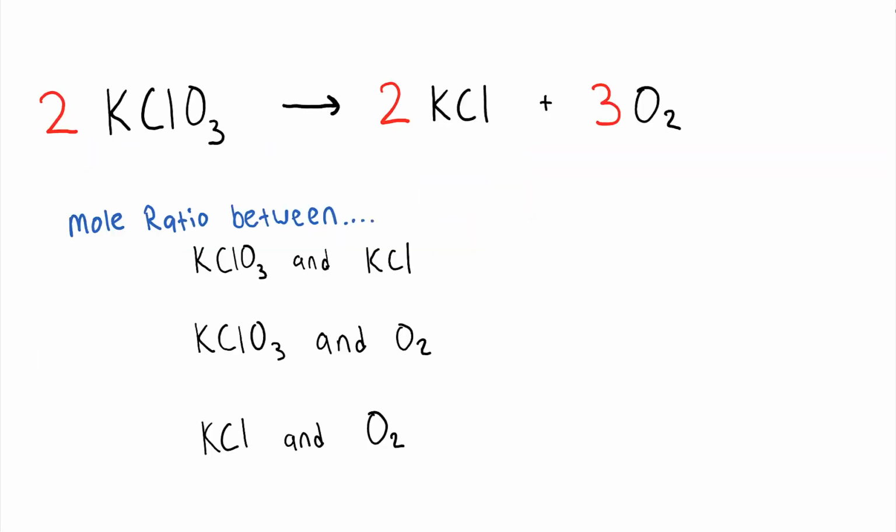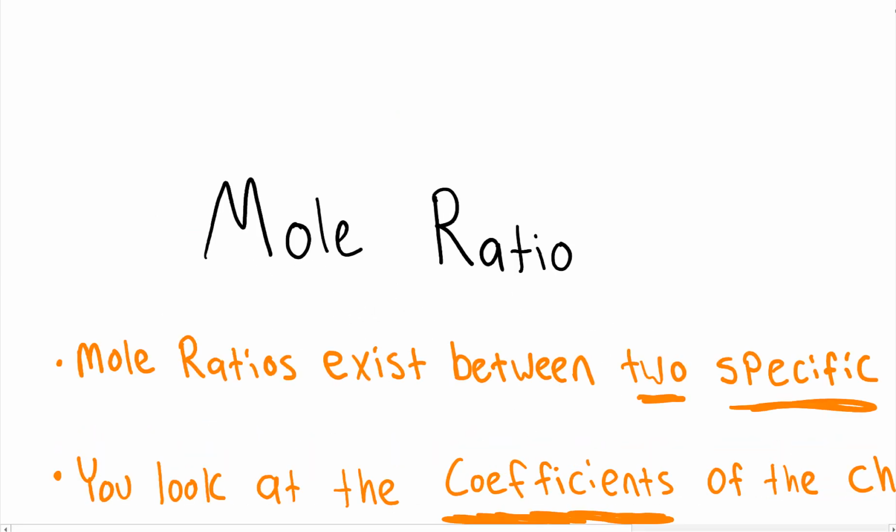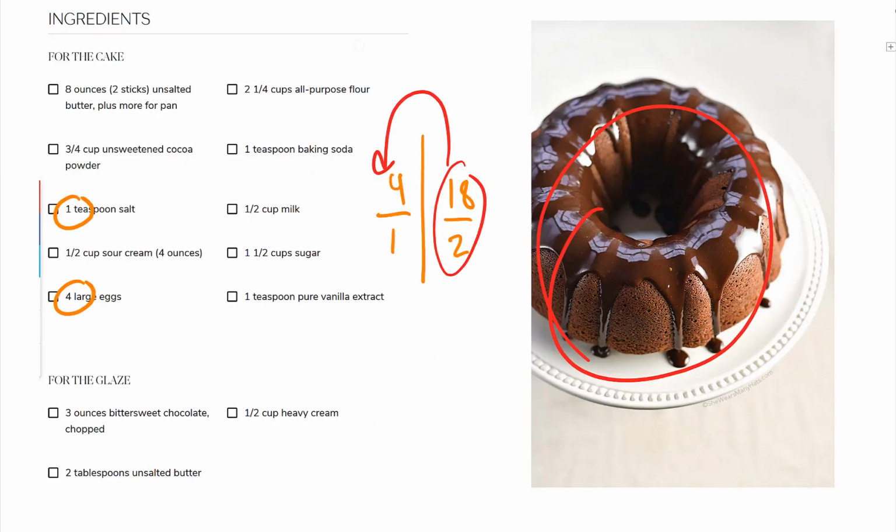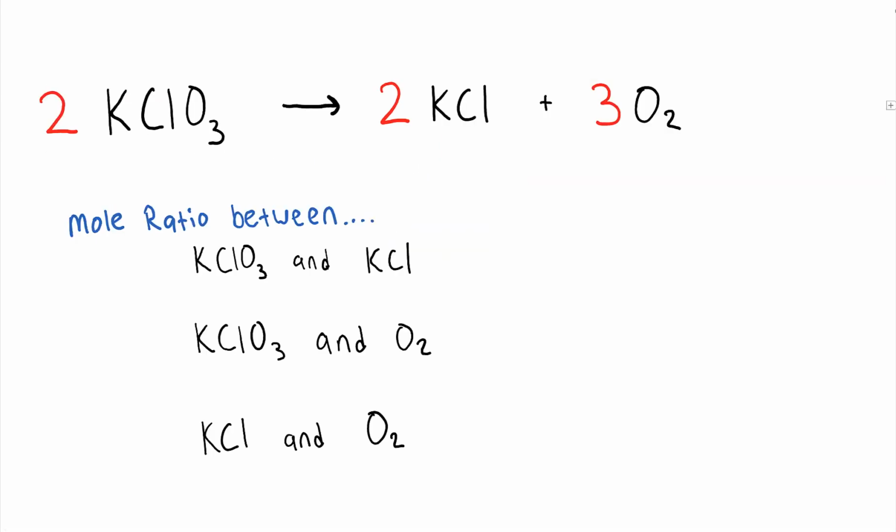So the key fact here is that a mole ratio is the ratio between 2 specific compounds, and you get the mole ratio by looking at the coefficients, or the little numbers in front of the chemical equation. Just like up here, we looked at this 1 and this 4. This 1 and this 4 told me what the ratio of ingredients should be. If I'm looking here, I have to figure out the ratio between potassium chlorate and oxygen gas, maybe, by looking at the numbers in front.